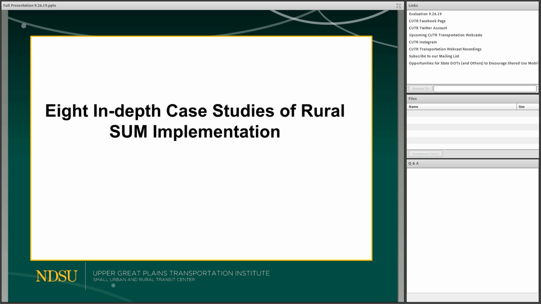The next research effort that we conducted is eight in-depth case studies covering rural shared use mobility implementations such as ride sourcing, car sharing, bike sharing, vanpooling, and microtransit services. I'll go into each of these case studies briefly to provide a quick overview of what scenarios led towards these shared use mobility implementations and what the impacts were of bringing in these shared use mobility services.